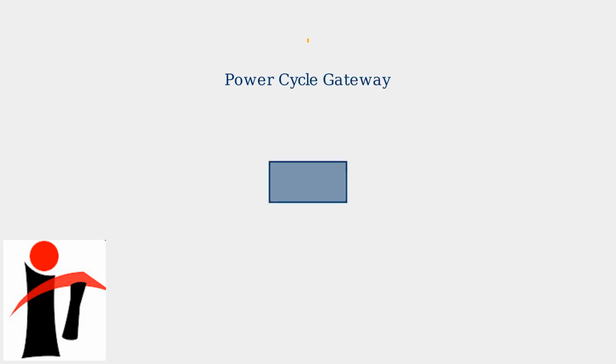If the lights are on but your internet isn't working, power cycle the gateway. Unplug it for 30 seconds, then plug it back in. This often resolves temporary connectivity glitches.